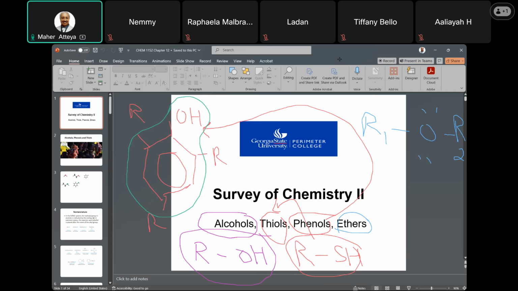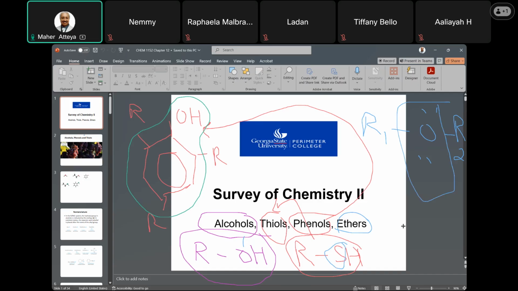What is really common in all of them is the presence of oxygen, like in alcohols and phenols and ethers. It's very important to have oxygen there. And the presence in thiol is very unique: you have a sulfur. So the presence of oxygen, hydrogen, and in the thiols, you have what?